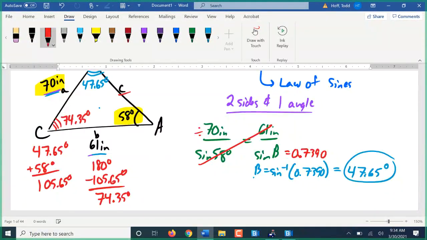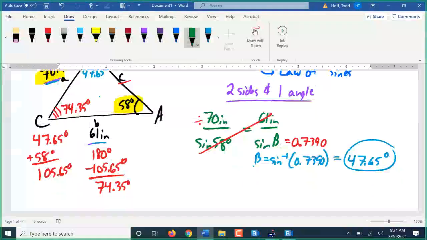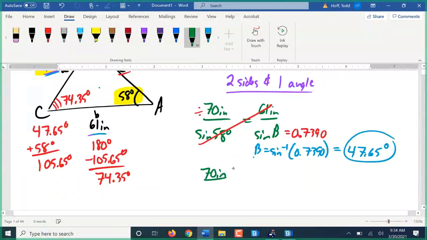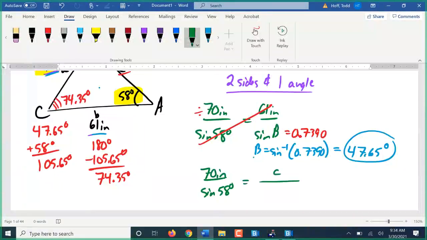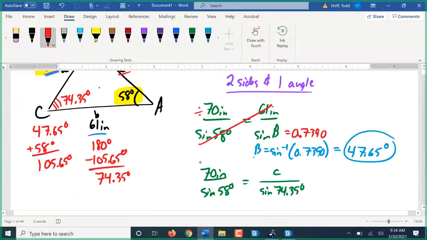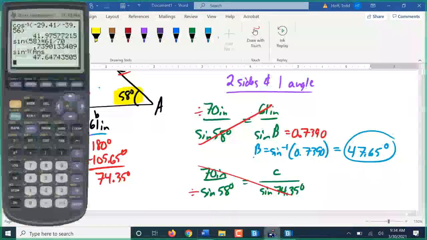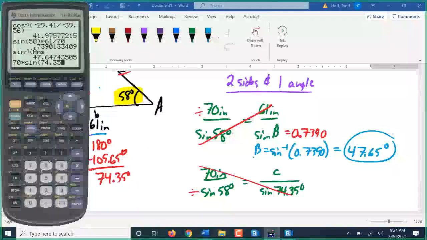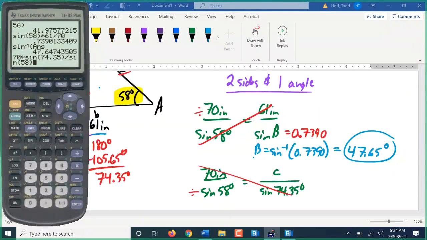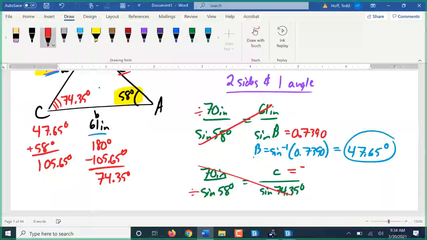And now we can find side C by repeating our law of sines. We're still going to use the 70 inches over the sine of 58 degrees. Now we're looking for side C over the sine of the 74.35 degrees. And yes, we're going to cross multiply and divide. 70 times the sine of 74.35. Make sure you close that sine before you divide by the sine of 58, we get 79.48 inches.